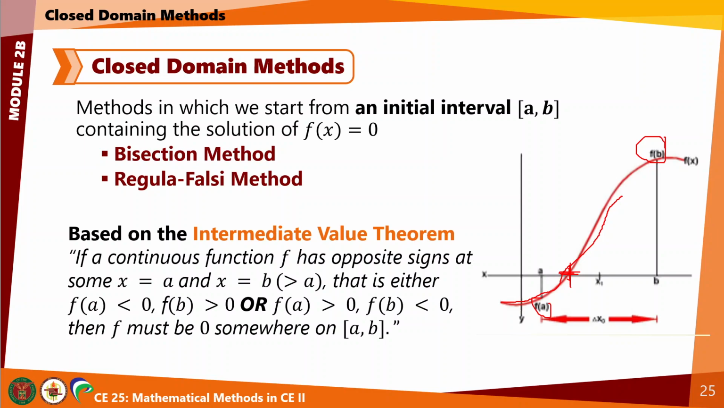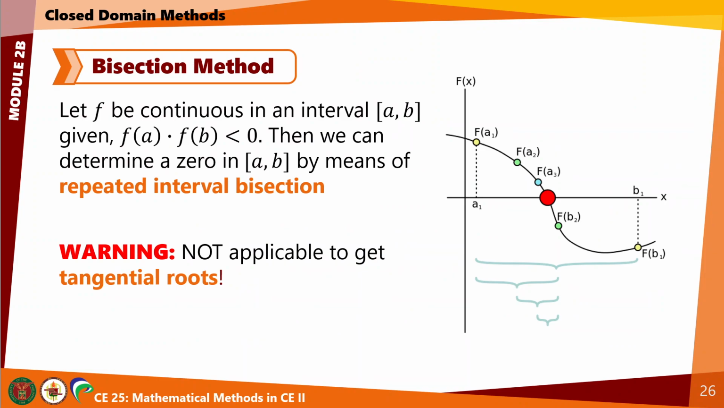But we have two closed domain methods for this course. We have the bisection method and the regula falsi method. Okay. Unahin natin yung bisection method. In bisection method, from the term itself, bisection, it's getting the midpoint of the interval. Okay? And using that as a limit in the next improved interval. So, ibig sabihin, we have an interval such that, yun nga ulit, yung product ng function values at the endpoints is less than 0 or negative. Then we can determine a 0 within the interval AB by means of repeated interval bisection.